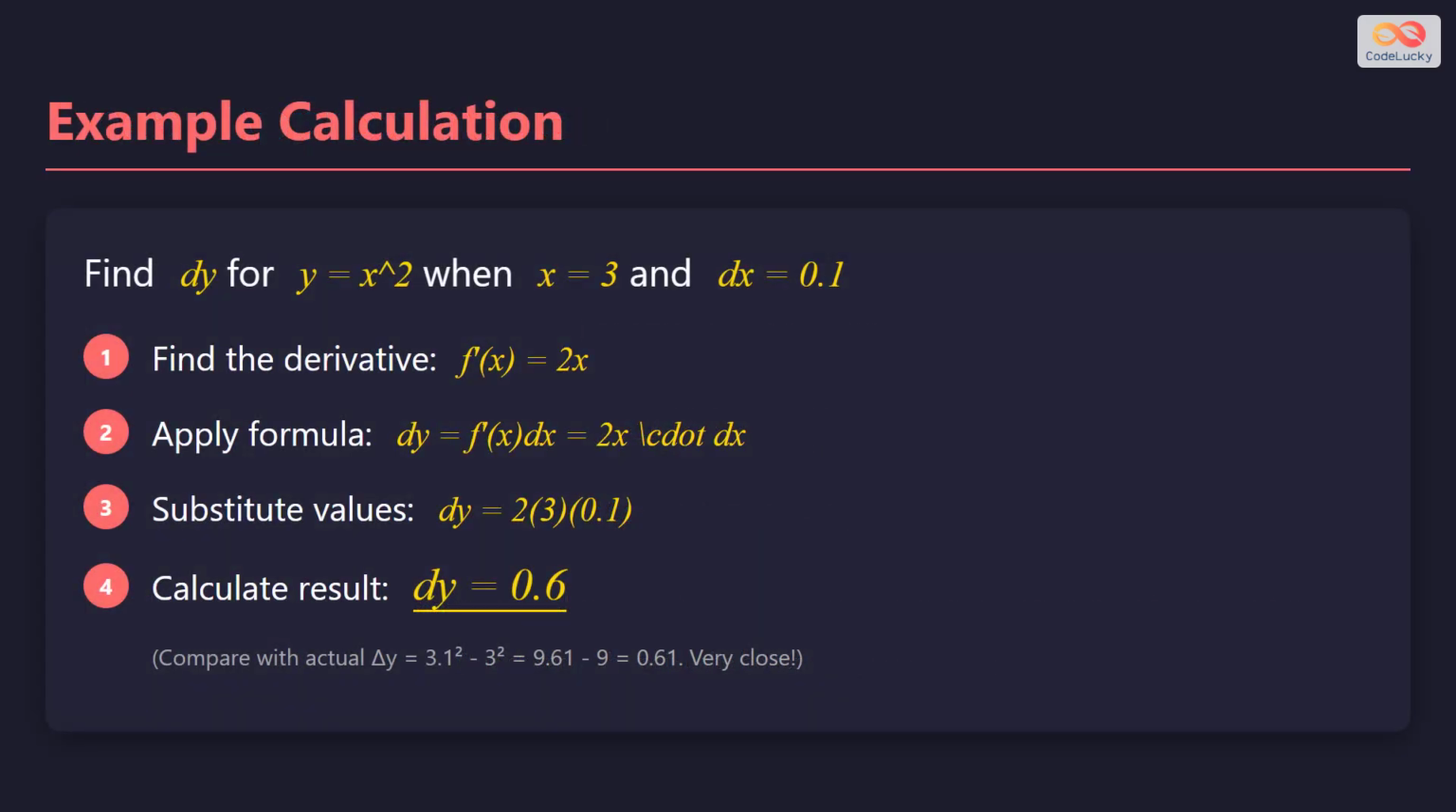Let's try a calculation. Suppose y equals x squared, x is 3, and we change x by 0.1. First, we find the derivative, which is 2x, then we plug in our values. 2 times 3 is 6. Multiply that by our change, 0.1, and we get 0.6. The differential dy is 0.6.